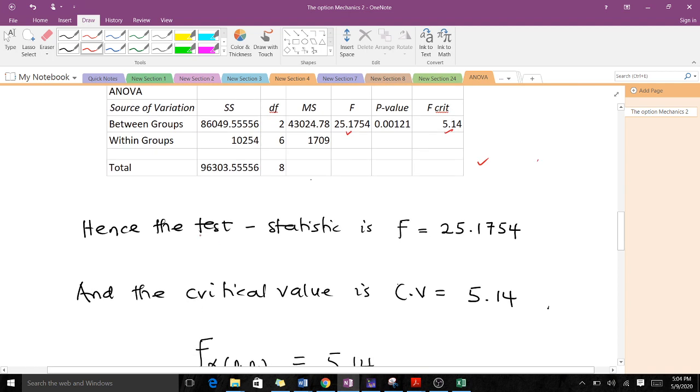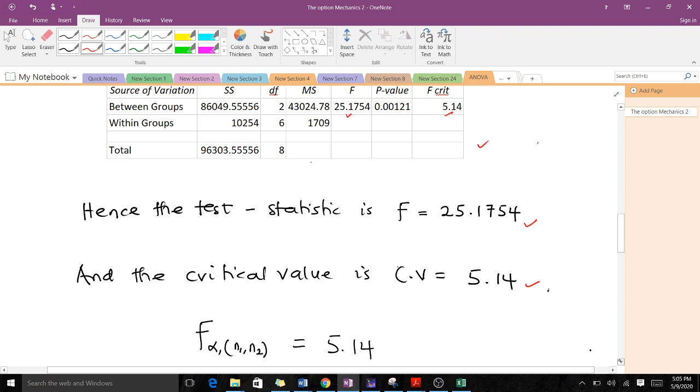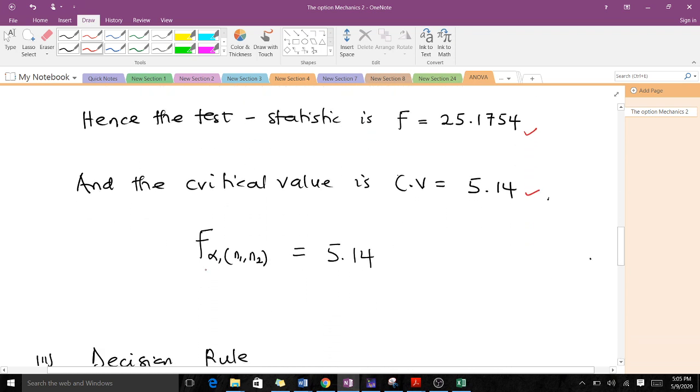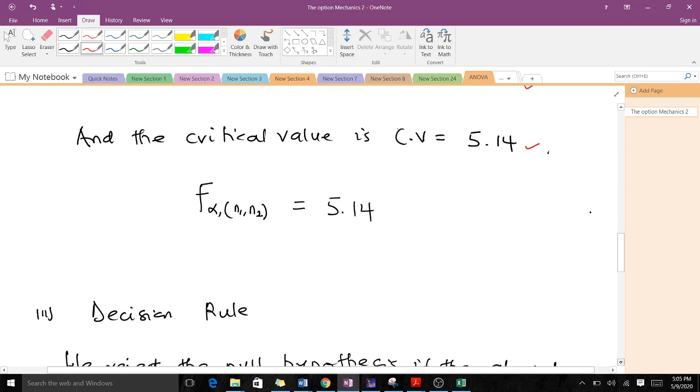So that means our F statistic is 25.1754 and the critical value is 5.14. So as you can see it here. Another way to calculate the critical value is to use your F table, and when you read it from the F table, you're going to get 5.14. Okay. Alright, then we go to the decision rule.